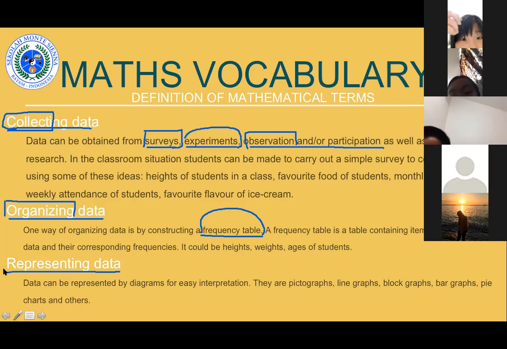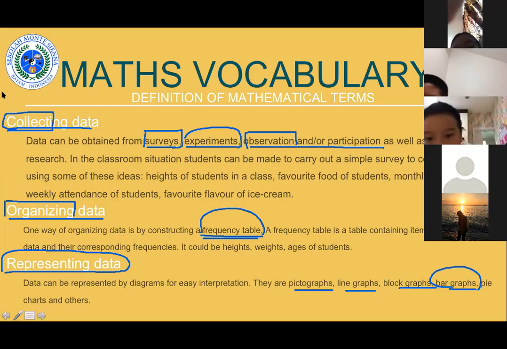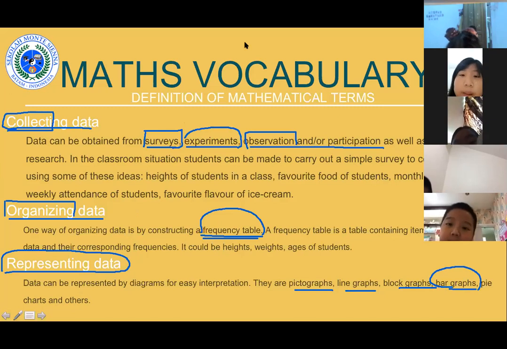Lastly, represent data. When representing data, we can use pictograph, line graph, block graph, bar graph, and so on. So today, I will teach you how to use a bar graph and a frequency table. Questions so far? Okay, none. Let's continue.